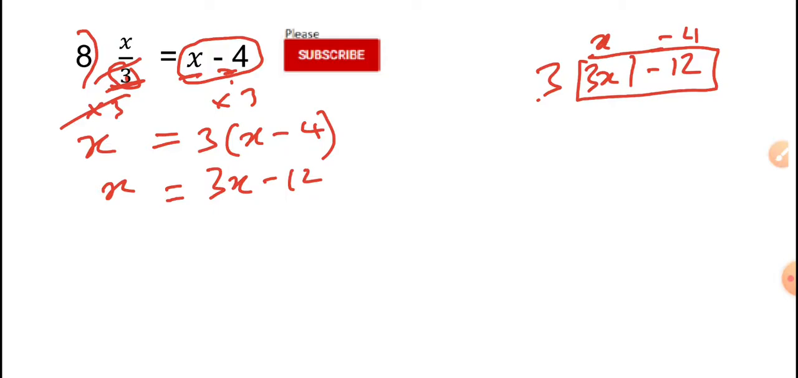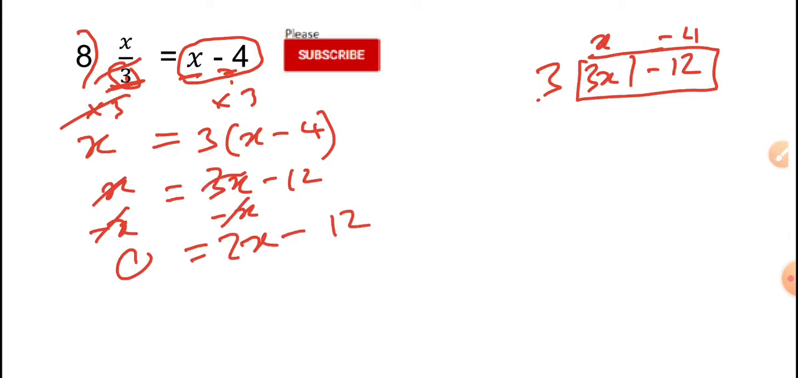So which side has more x's? Where do we want to collect all the x's? On the right hand side. The right hand side has more x's. So that means on the left hand side we do not want to see any x's. So if I take away the x, I will have to take away 1x here as well. So obviously on the left hand side, x take away x is just 0, and on the right hand side 3x take away x is 2x take away 12.